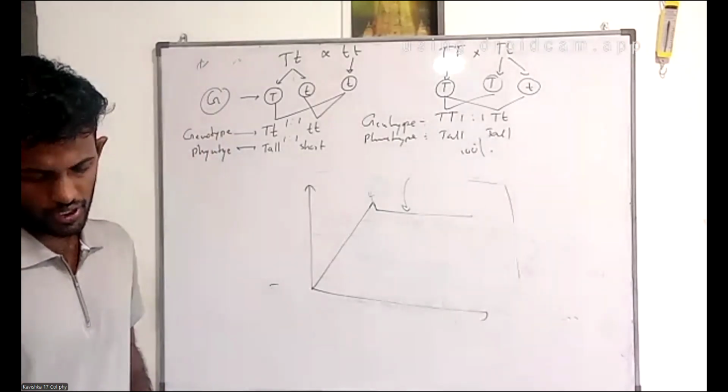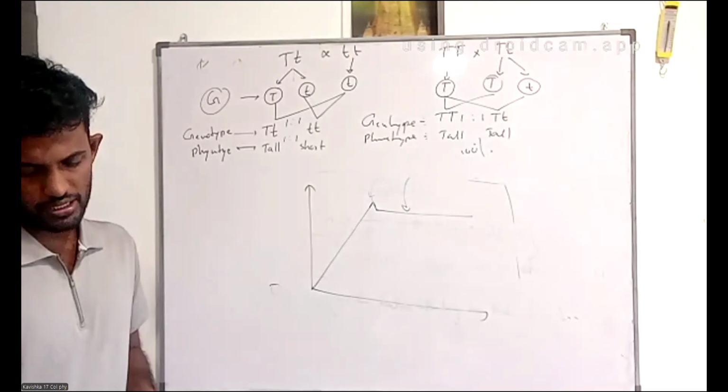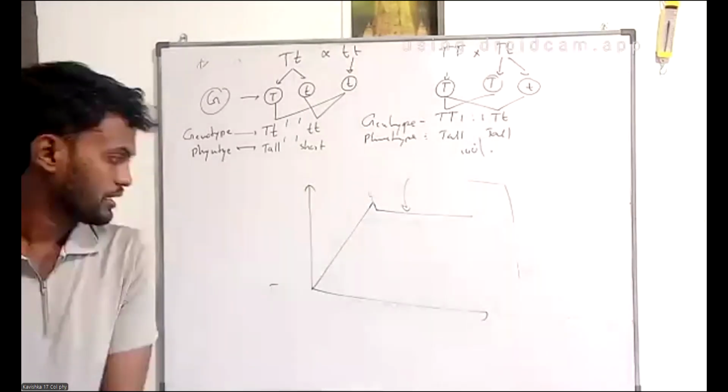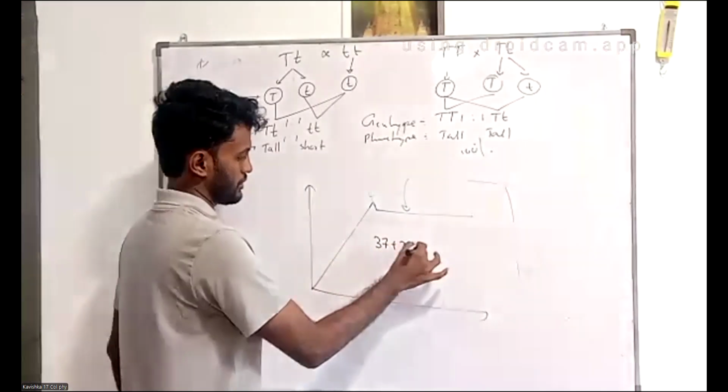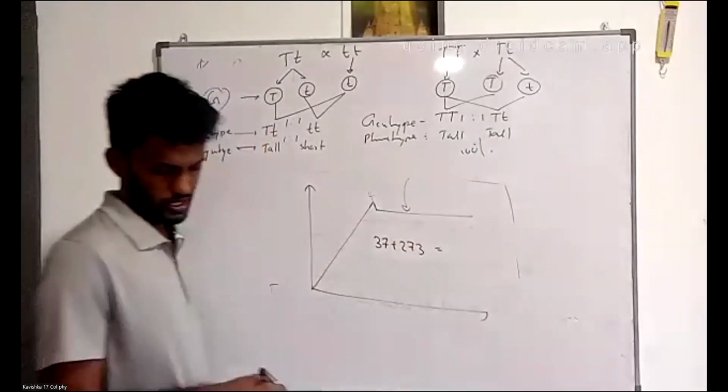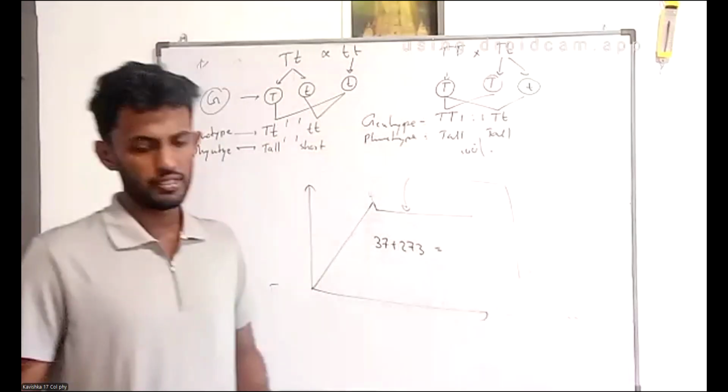Then the 10th one, 37 Celsius. What is the temperature on the Kelvin scale? So you need to add 273, right? 273 and get the answer. That's 310 Kelvin.